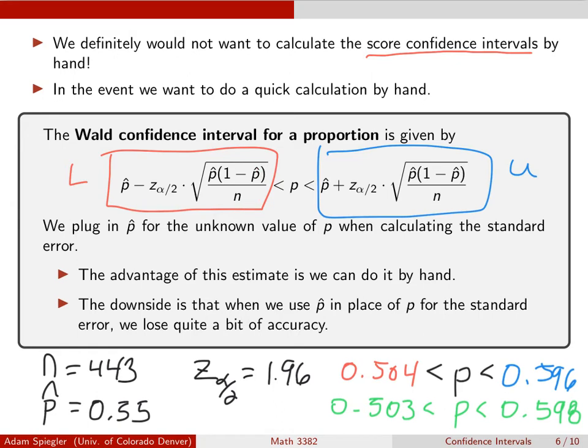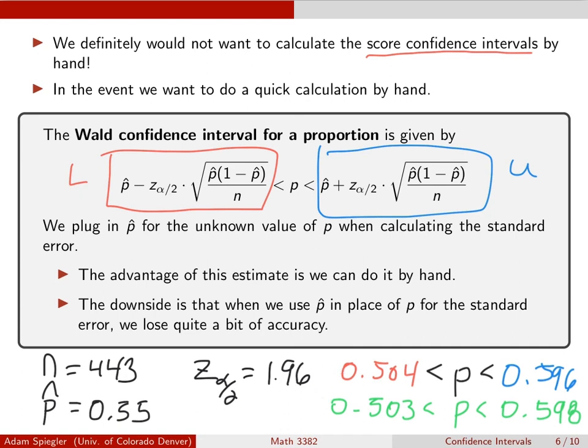Just like with the case of a mean, when we didn't know what sigma was and instead we used the standard deviation from the sample, that created a little bit of an issue with accuracy, and our distribution actually was not normal, but we had to use a t-distribution. We have a similar issue here: when I substitute my p hat in place of p to estimate the standard error, then we lose quite a bit of accuracy. So we should be a little bit wary of this estimate over here. But for this particular case, it worked out pretty nicely.